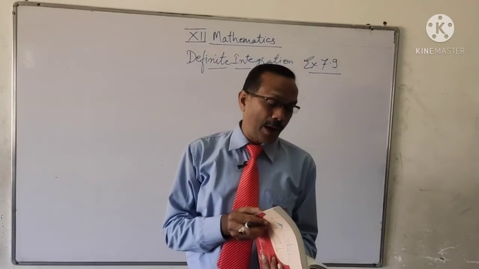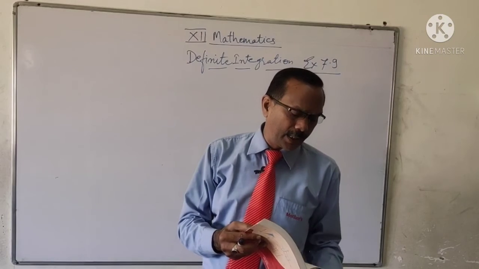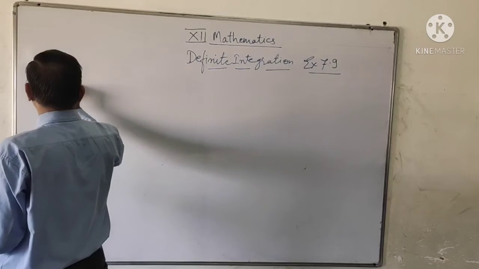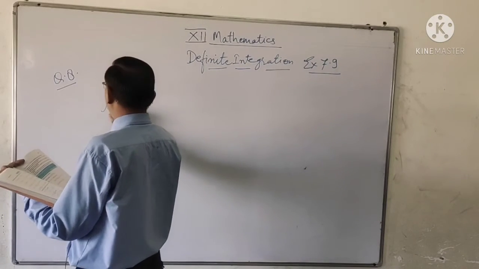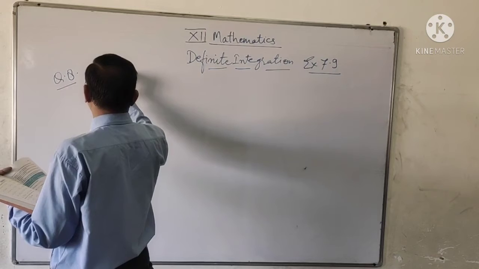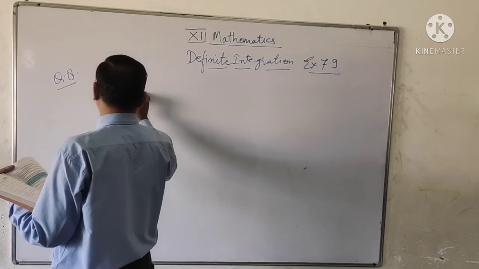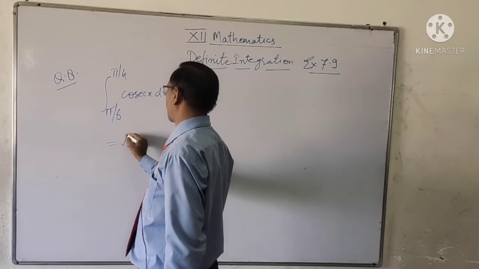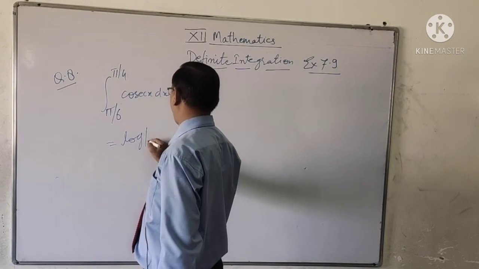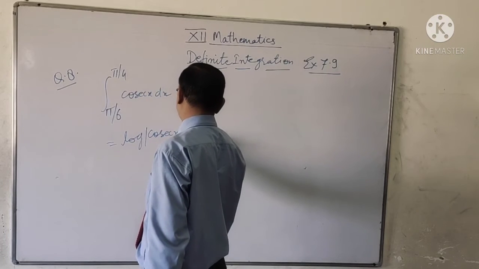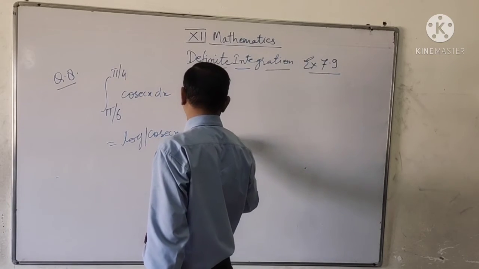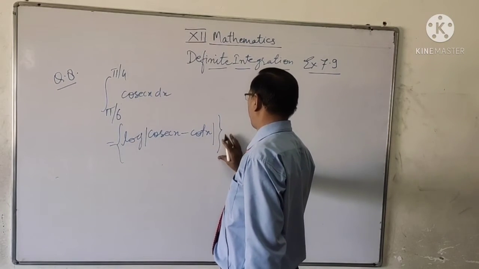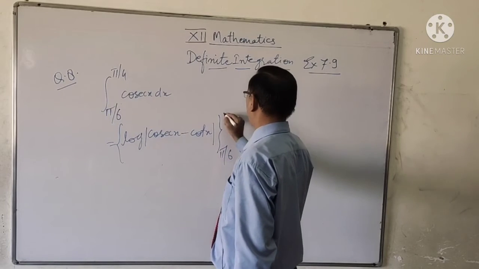Students, questions 5, 6, 7 are very simple. 8 is also simple, still I am telling. Integration from pi by 6 to pi by 4 of cosec x dx. Students, integration of cosec x is log mod cosec x minus cot x. Then introduce the limit, pi by 6 to pi by 4.